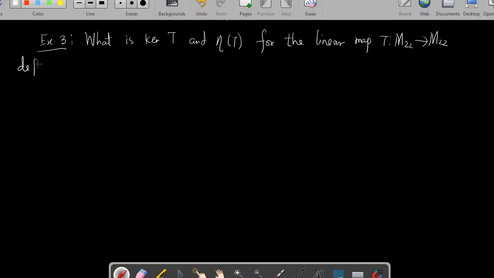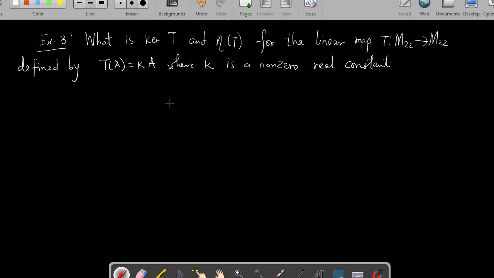Alright, so it is defined by T of A equals KA, where K is a non-zero real constant. Okay, now look at this question. To solve this, you must first understand that you are dealing with a matrix.